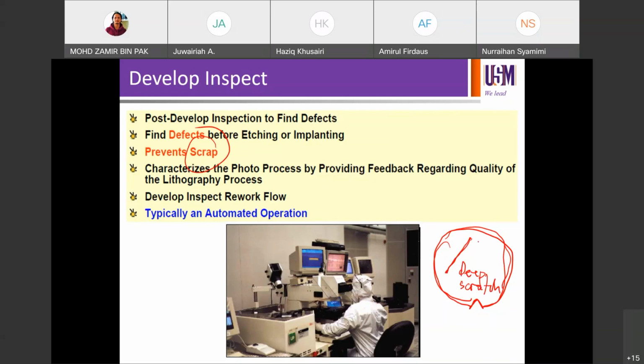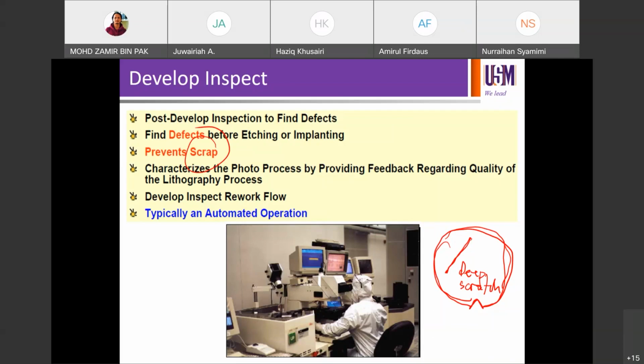So do we have to send the wafers for rework, or do we have to scrap the wafers? Any guess? Do you think you have to scrap or rework? Scratch tu dekat photoresist ke dekat wafer dah tu? You can see a scratch in the resist, and it's a deep scratch.